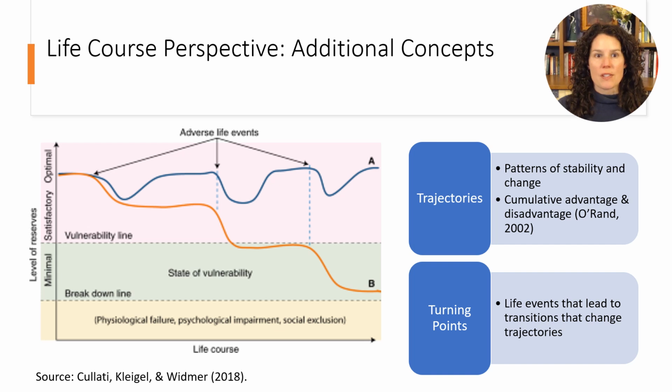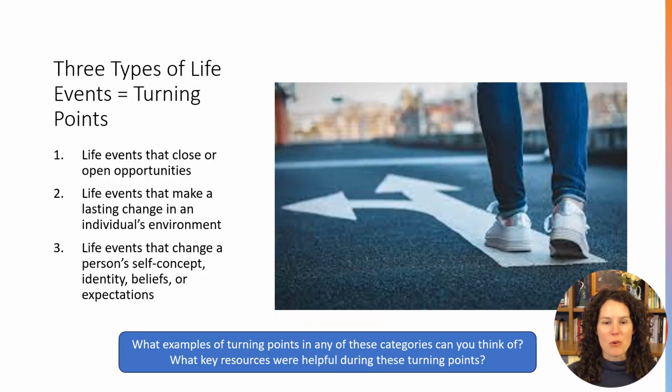And this figure is highlighting adverse or negative life events, but we can imagine that these life events can be positive, negative, or neutral, like just changing careers or geographical locations. The life course perspective suggests that there's three types of life events that can become turning points. Those that open or close opportunities.